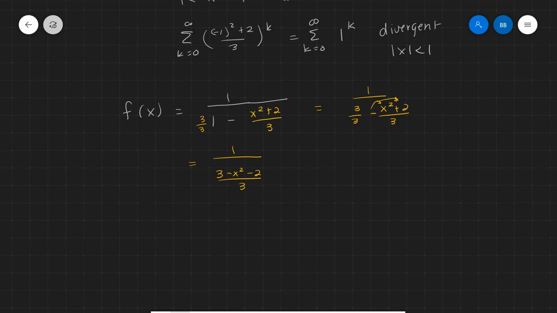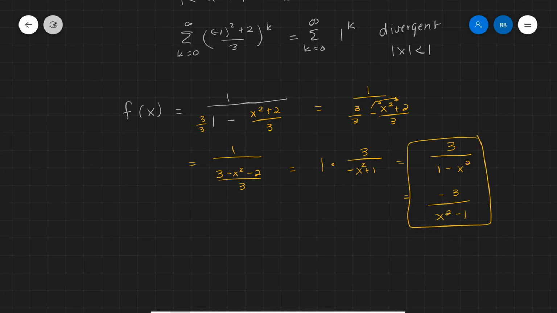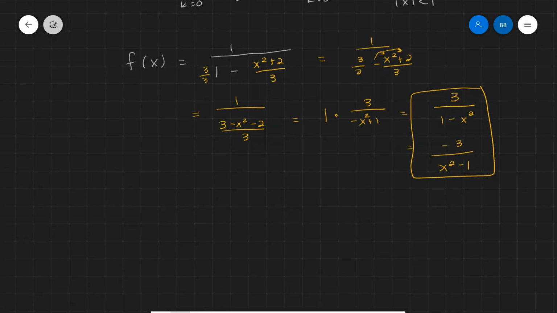Multiplying the top by the reciprocal of the denominator, we have 1 times 3 over, and simplifying 3 minus 2 is 1, negative x squared plus 1. That leaves us with just 3 over 1 minus x squared, or negative 3 over x squared minus 1. You can choose either form of this, both of them should be correct.